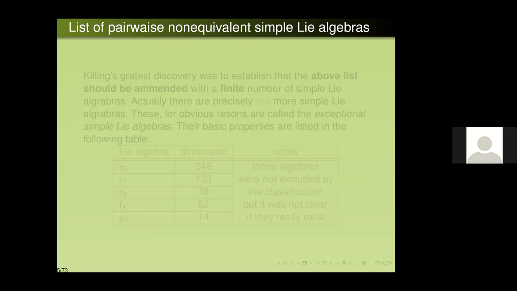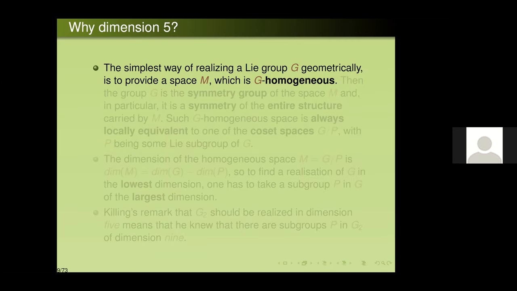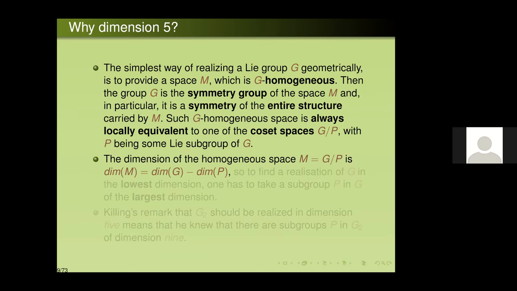That's correct. So these spaces can also be understood as Grassmannians, right? That's the modern understanding of this. But I wanted to show you how Cartan and Engel did it, and how it directly goes to this rolling system.